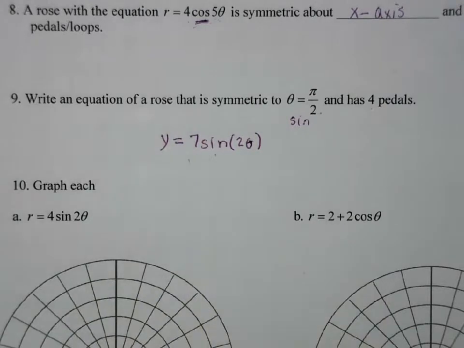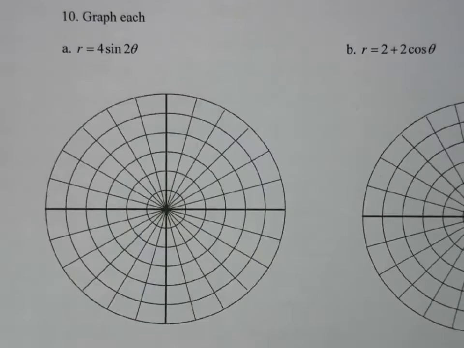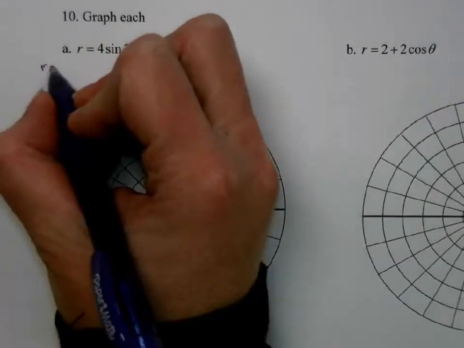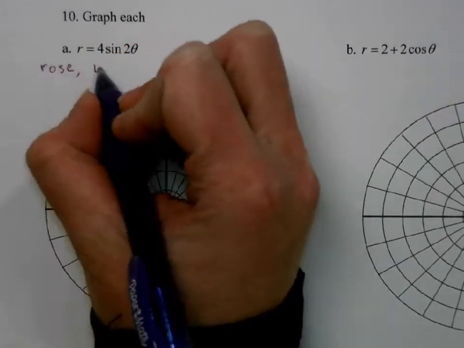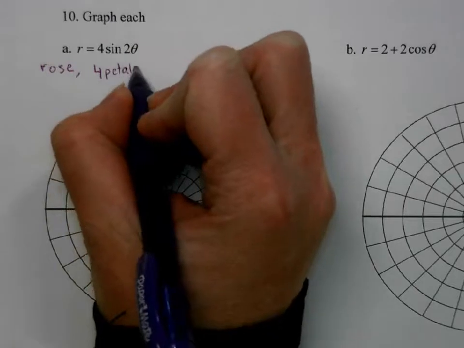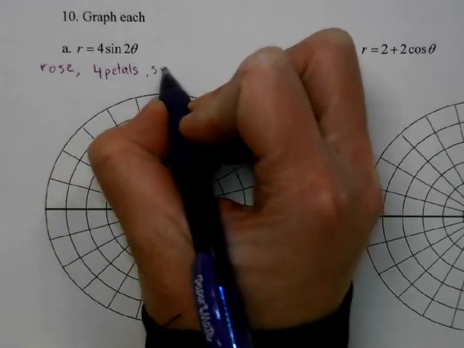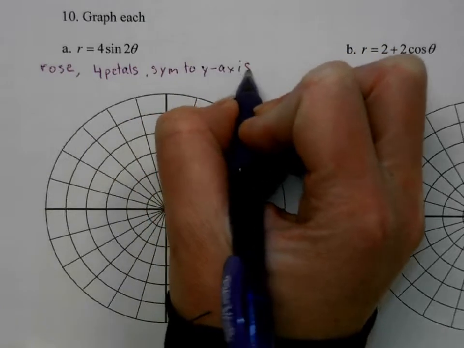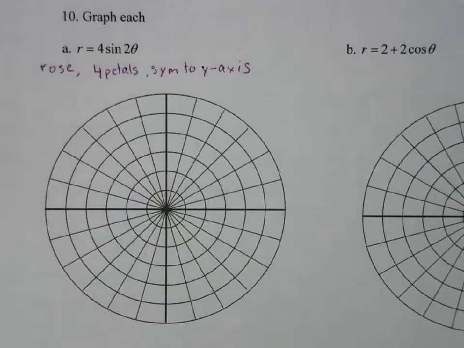Okay, so we're going to graph this, and this is all no calculator, so you have to be able to graph these without a calculator. But we know a lot of information about this. We know this is a rose. We know it has 4 petals. We know at a minimum it's symmetric to the y-axis. Okay, past that, we can use the rectangular graph that corresponds to this to graph.